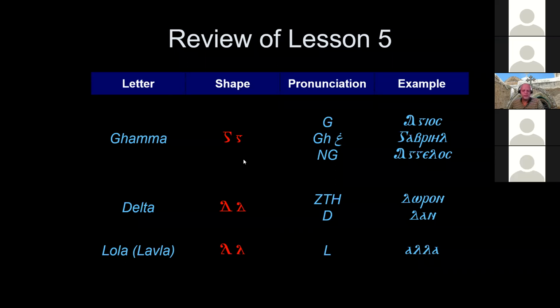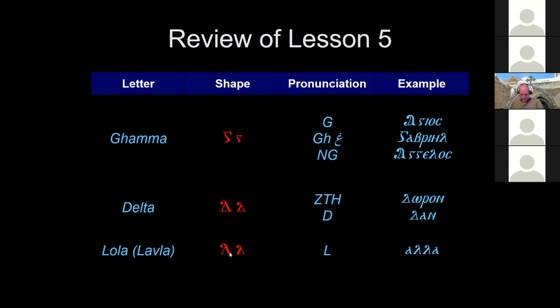Gamma, yes. Delta, Lola. Gamma is pronounced like G, or GH, or like Ra, Rin, or NG. If there's two Gammas together, then the first one is an N, the second one is a G. Good. And then Delta is pronounced D, or like a soft Z, like the. And the last one, Lola, is pronounced like L.